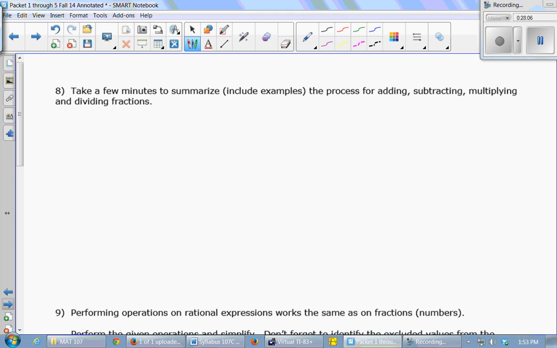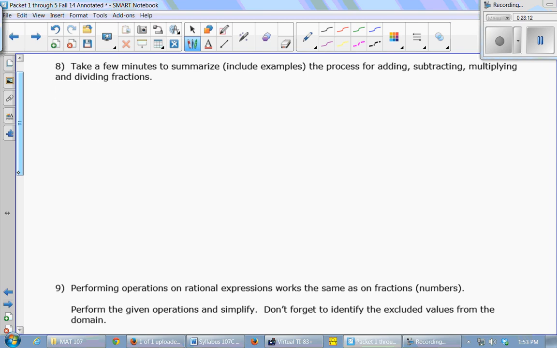Okay, I'm going to have you do this little summary thing. Maybe we'll do it together. So what's your process for adding or subtracting two fractions? What's the first thing you have to do no matter what? You need a common denominator. To add or subtract, you need a common denominator. Then what do you do? Add or subtract the numerators, leave the denominator the same, right?